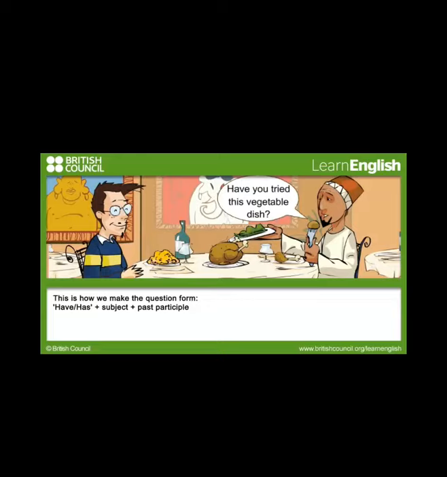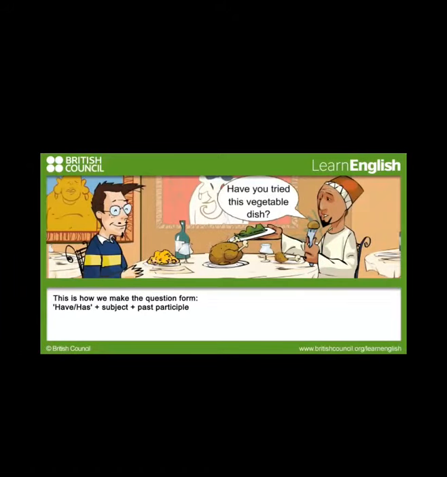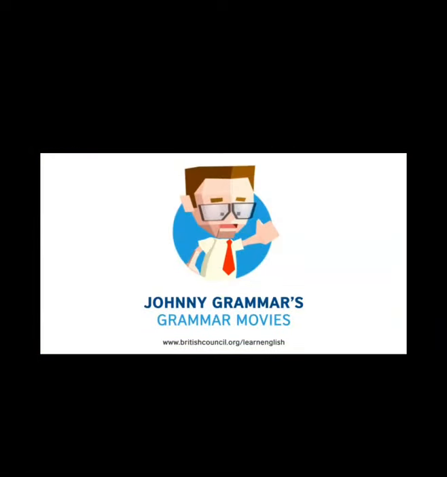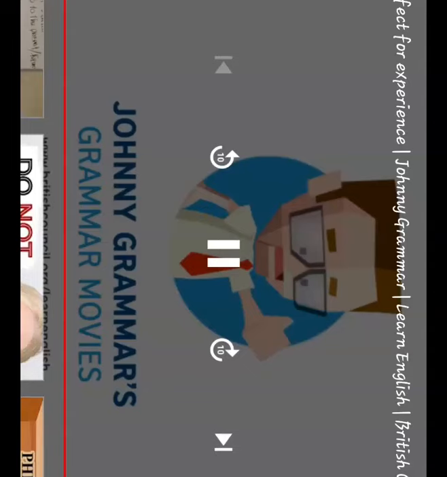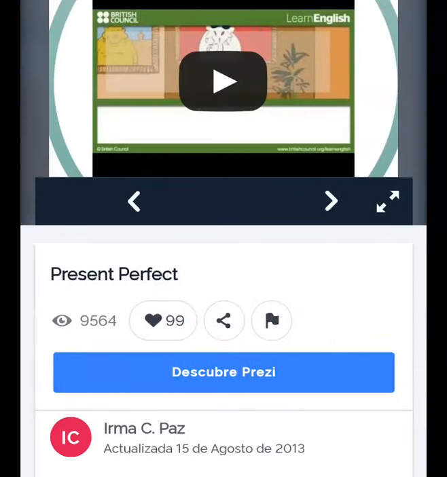¿Qué es lo que pasa? Aquí solo cambiamos las palabras o los verbos del lugar. En este caso ahora vamos a utilizar el have o el has primero, luego vamos a poner el subject, que ya sabemos que es nuestro pronoun, nuestro sustantivo en la oración, y luego el past participle, luego el participio del verbo, ¿ok? Okay, excellent. So we are going to continue with our presentation.